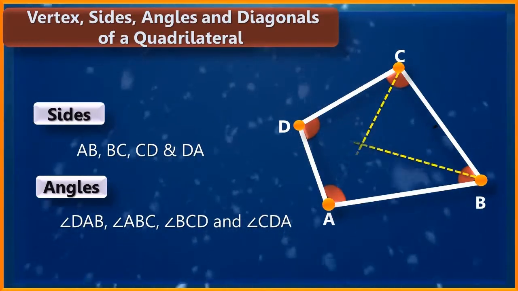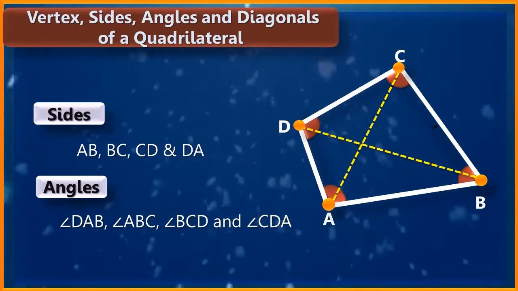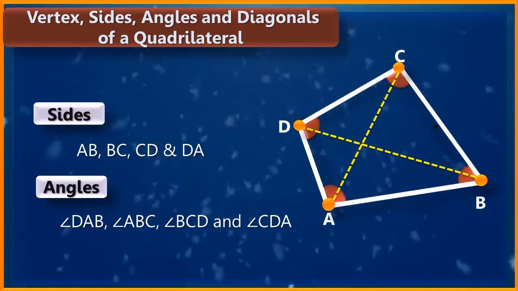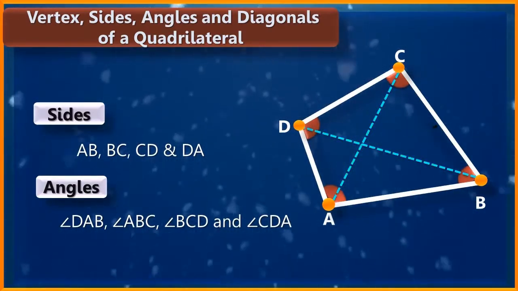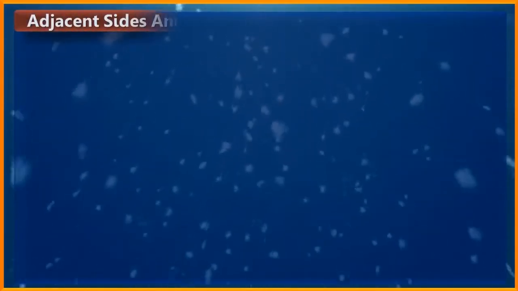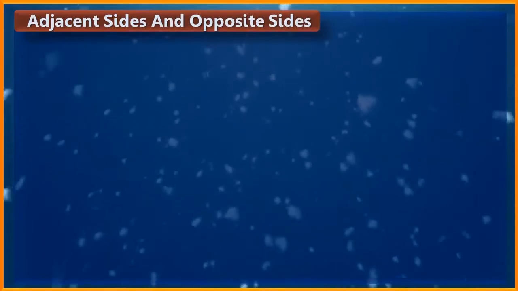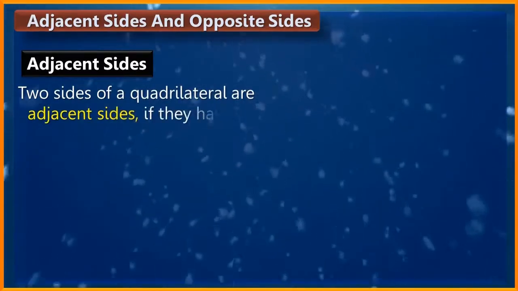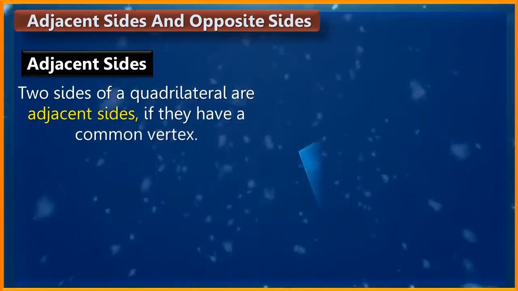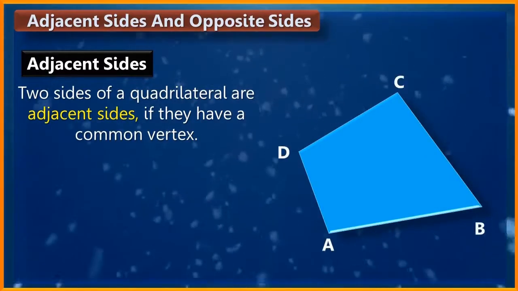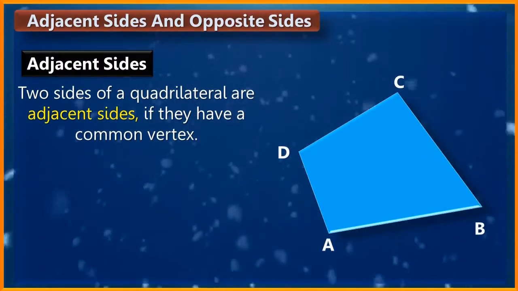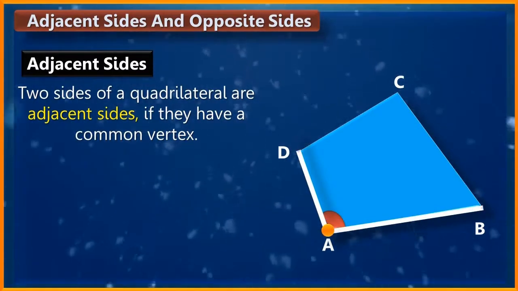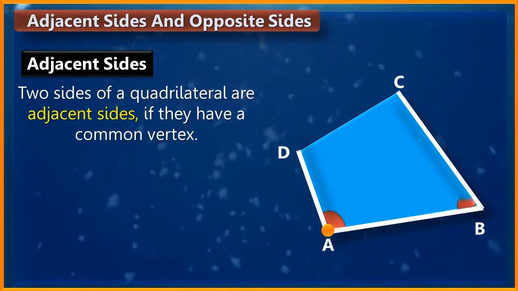A line segment joining two non-consecutive vertices is called a diagonal. In quadrilateral ABCD, AC and BD are the diagonals of the quadrilateral. Adjacent sides and opposite sides of a quadrilateral. Adjacent sides: two sides of a quadrilateral are adjacent sides if they have a common vertex. In quadrilateral ABCD, pairs of adjacent sides are: number 1, AB and AD having A as a common vertex; number 2, AB and BC having B as a common vertex.